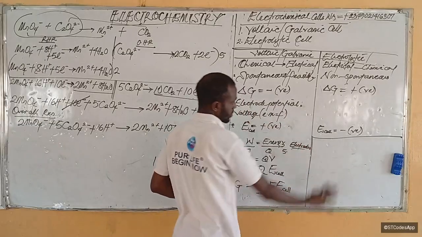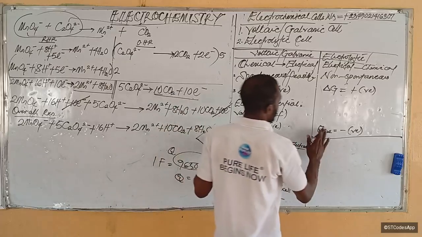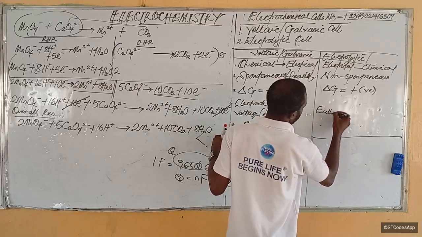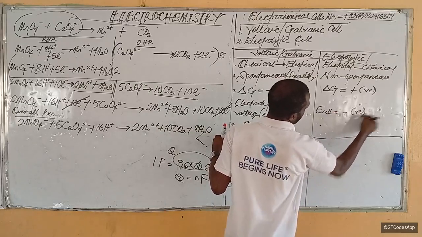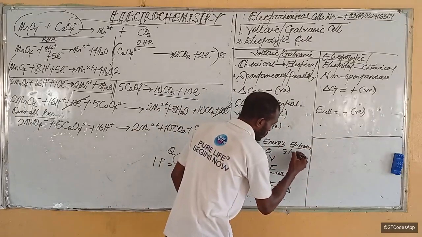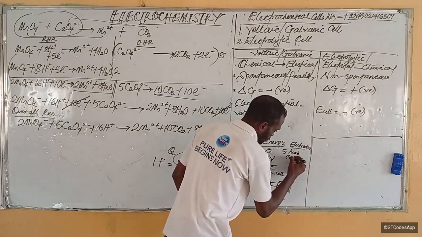Now there's a reason why I give you a box here. I want to explain something. Here, let me put E cell. E cell is negative. Now just stick with me. Now the electrodes here, there are two types of electrodes. We have the positive, the anode and the cathode.